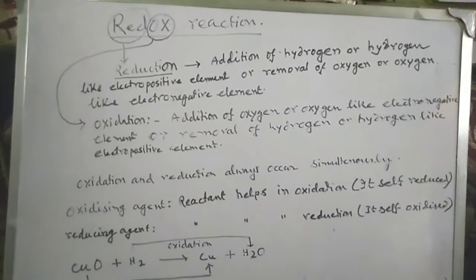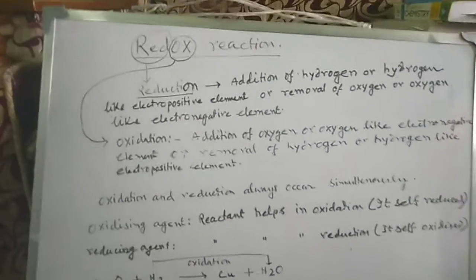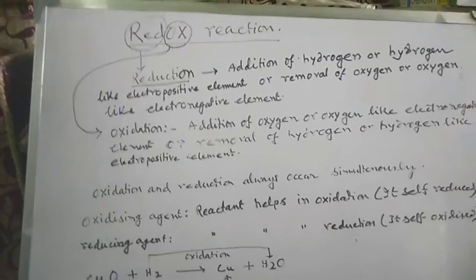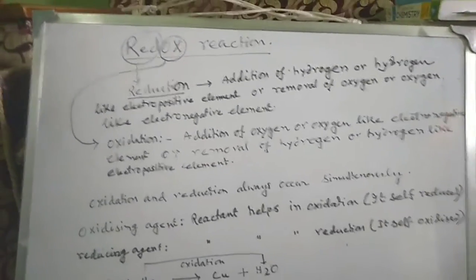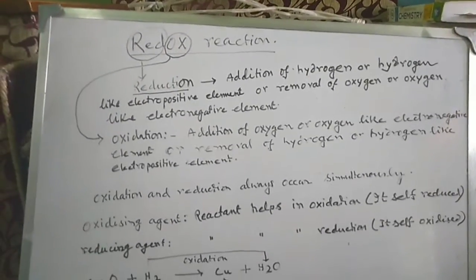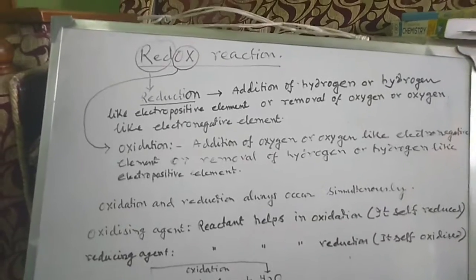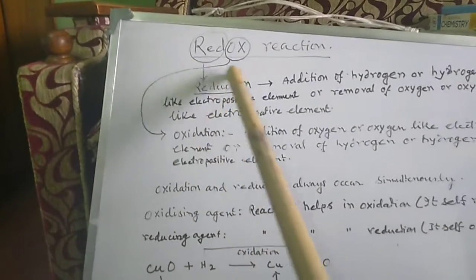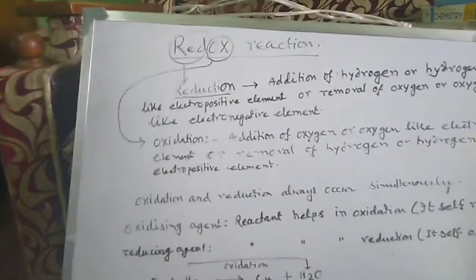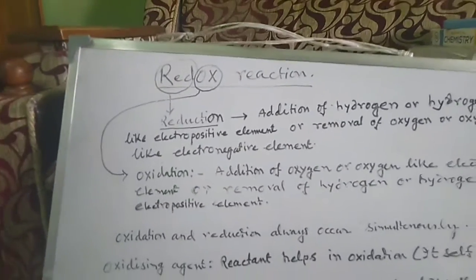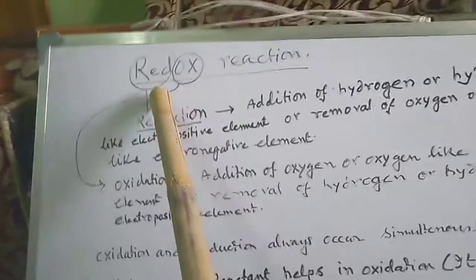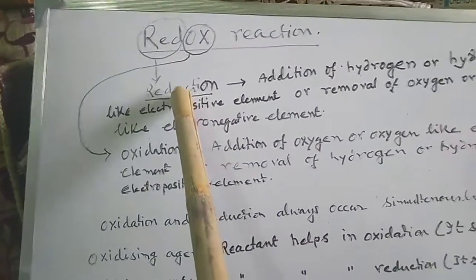Dear students of class 10, last day we discussed endothermic and exothermic reactions. Today we are going to discuss another nature of reaction, that is redox reaction. Redox: red comes from reduction.